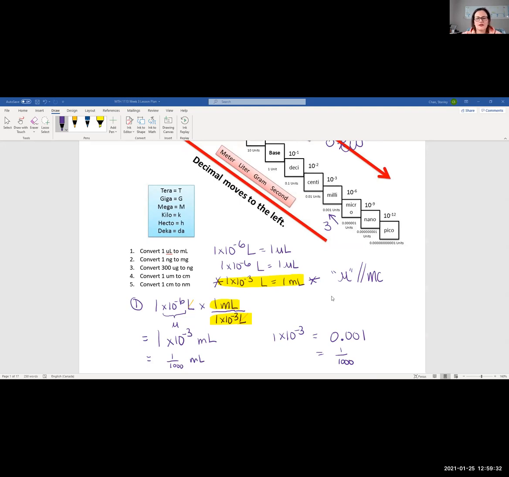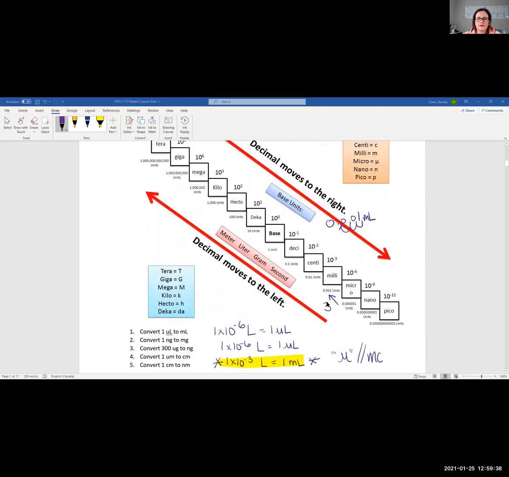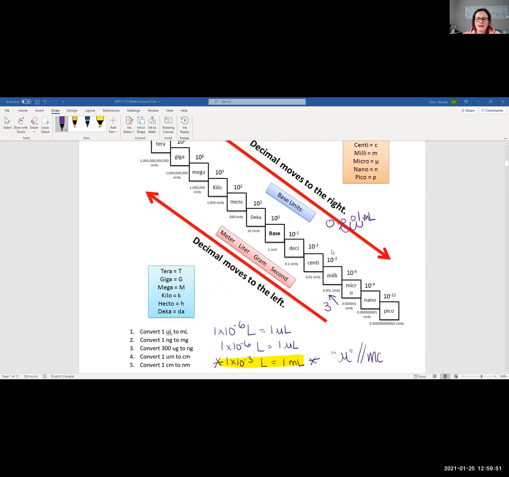Okay, so that's a bit more complicated, right? There are 2 different ways of thinking about it. One way is doing it mathematically like this, and just setting up the equivalencies. The other way is like Sandy and Adam's way, which is completely equivalent. We're going from micro to milli, which is 3 units or 3 decimal places. The decimal is going to move 3 places to the left.